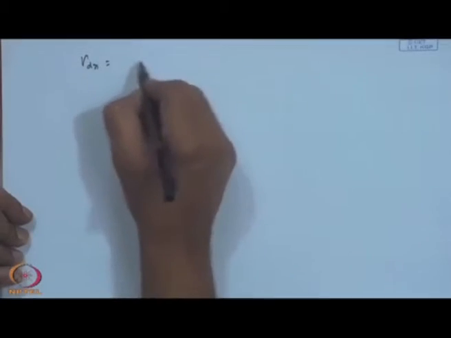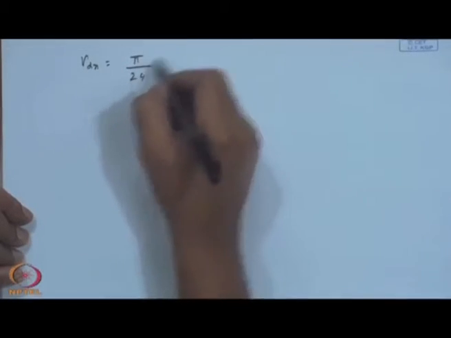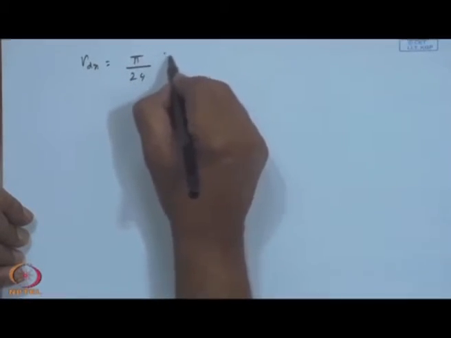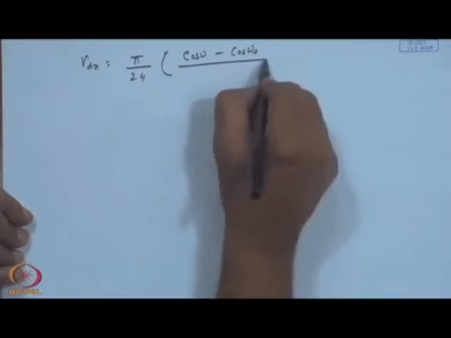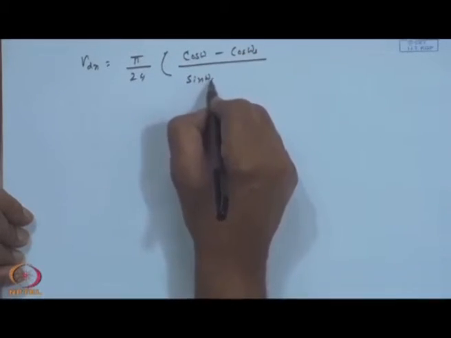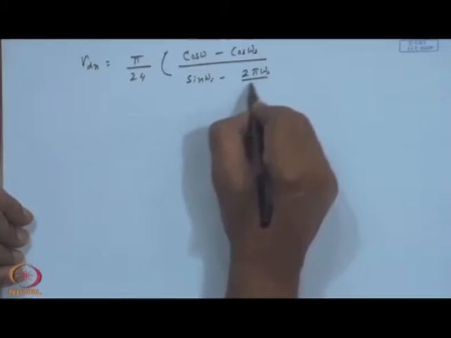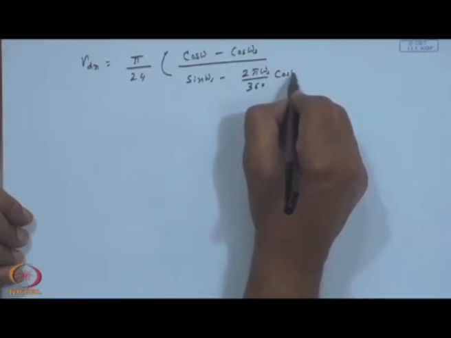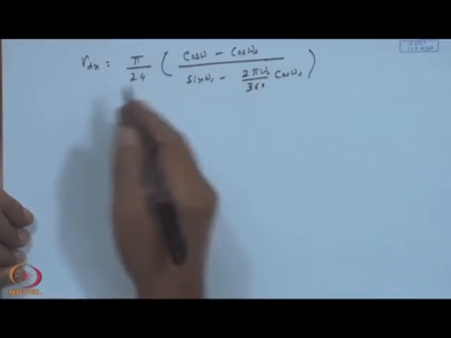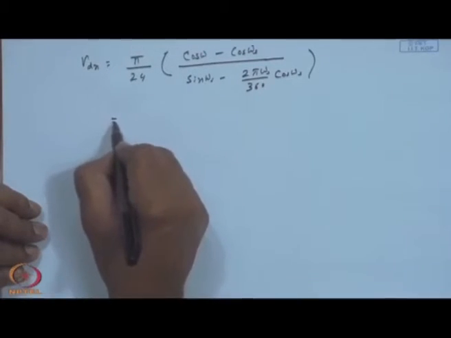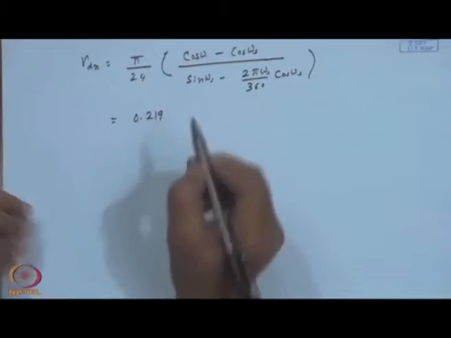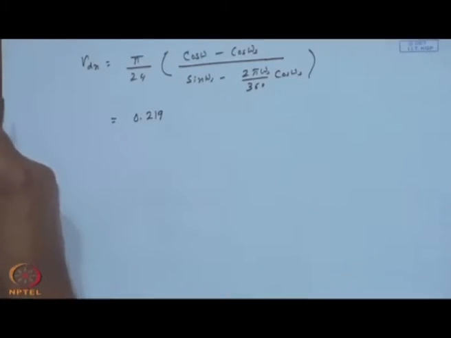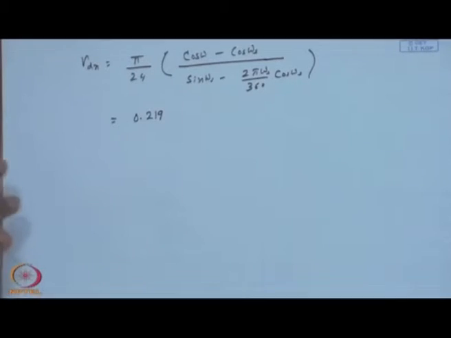Then RDN is pi by 24 times cos omega minus cos omega s by sin omega s minus 2 pi omega s by 360 cos omega s. So, that A plus B cos omega I can easily subtract. That is the advantage of some intermediate calculations, though I have not shown them. Just divide by that number, you will get 0.219.